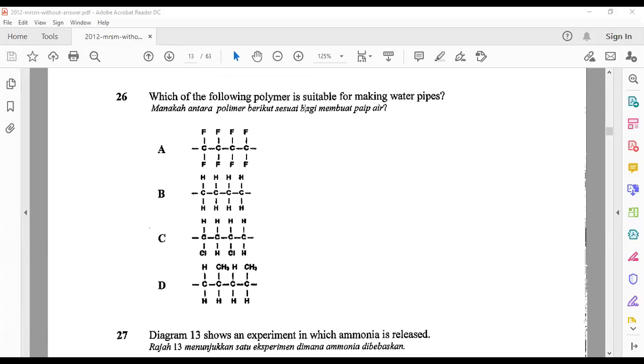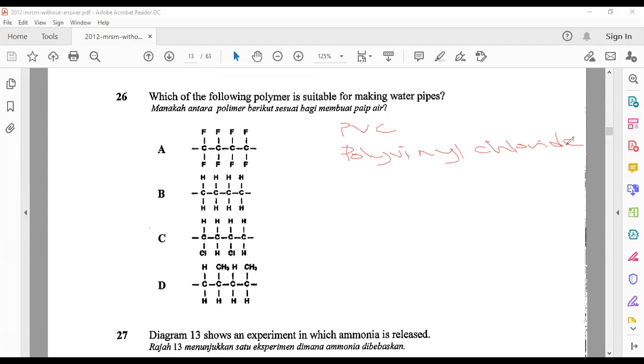Which of the following polymer is suitable to make water pipes? Now, what is the polymer that is used to make water pipes? Any one of you? Making water pipe, what is used? Yes, we are using PVC. Okay. What is the long name of PVC? Our friend said PVC. PVC is actually polyvinyl chloride.